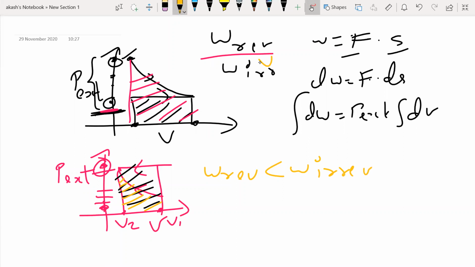So what is the basic difference? There it is expansion, and here it is compression. So whenever expansion happens, reversible work done will be greater, and whenever compression happens, irreversible work done will be greater. Is that cool? So this, sir, is what you have to understand.